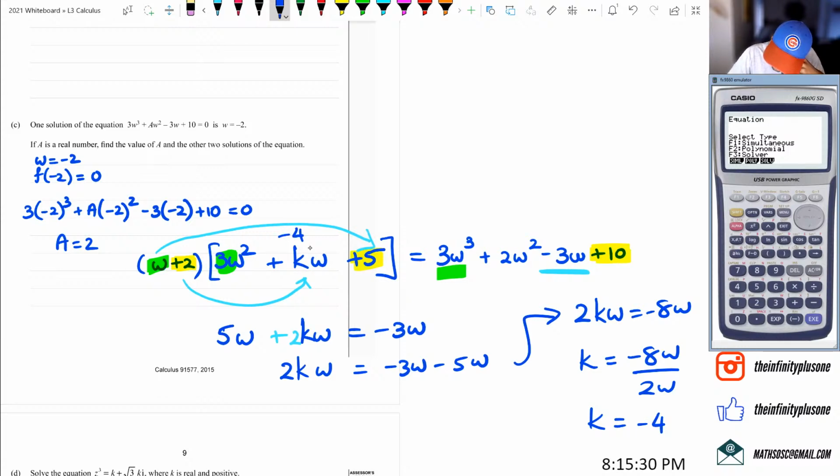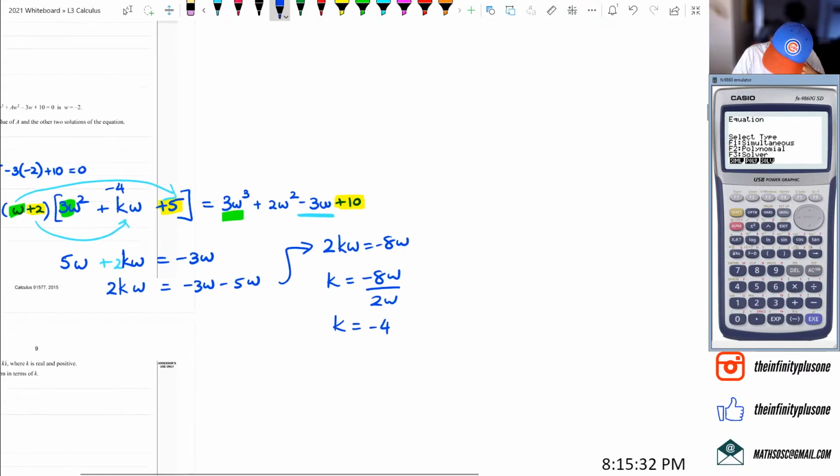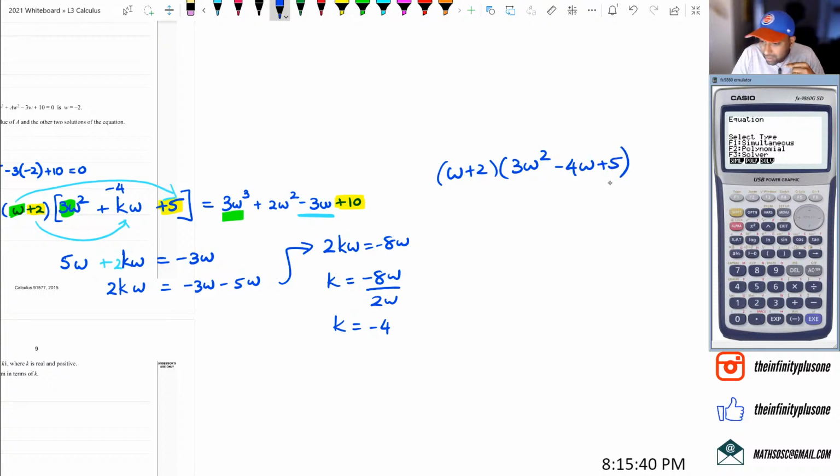So what I've got here is my W plus 2, and the other factor is 3W squared minus 4W plus 5.